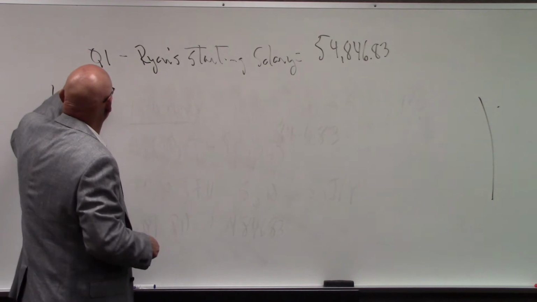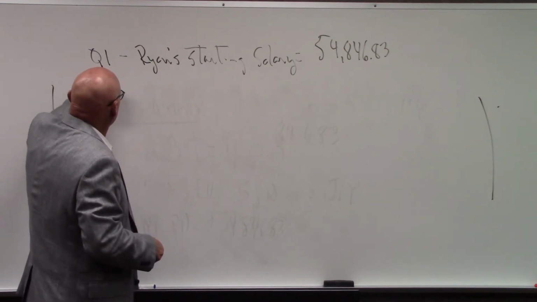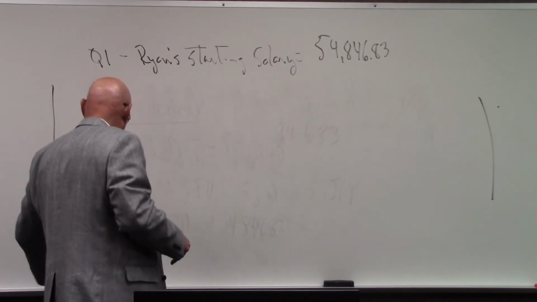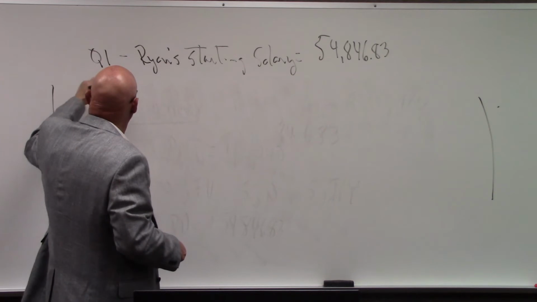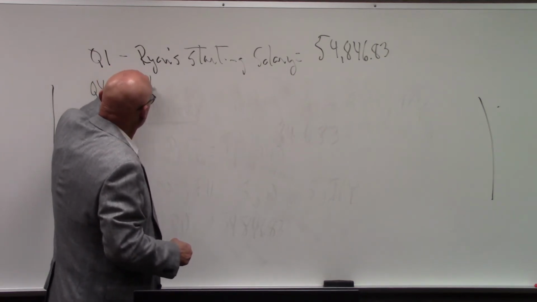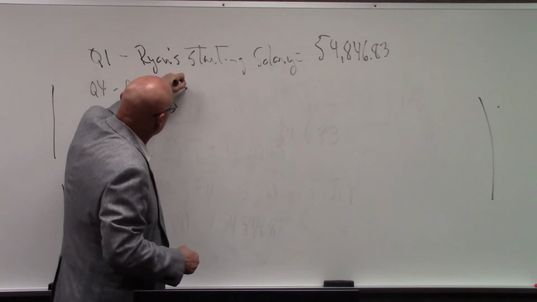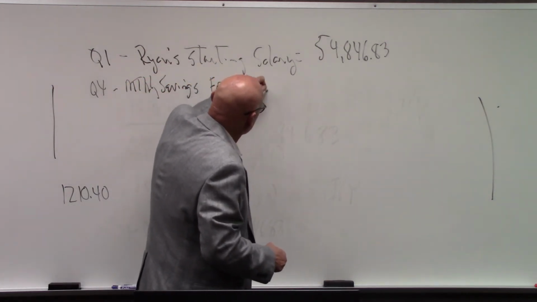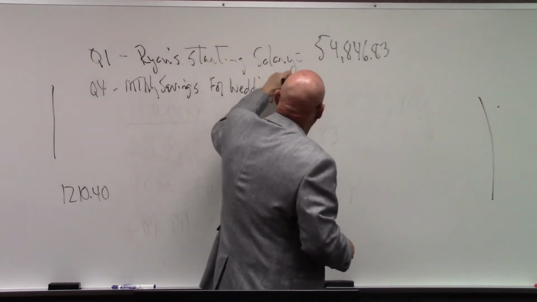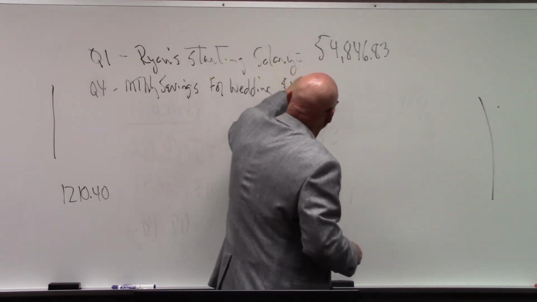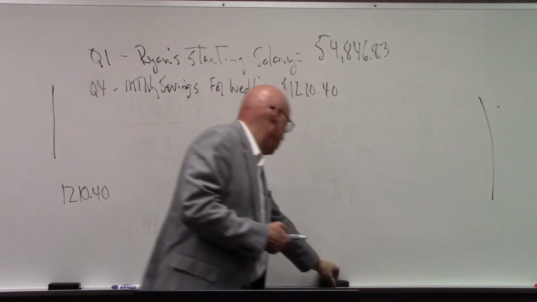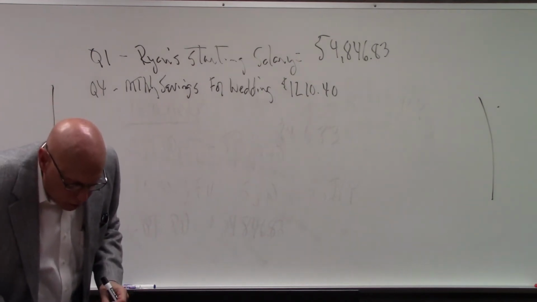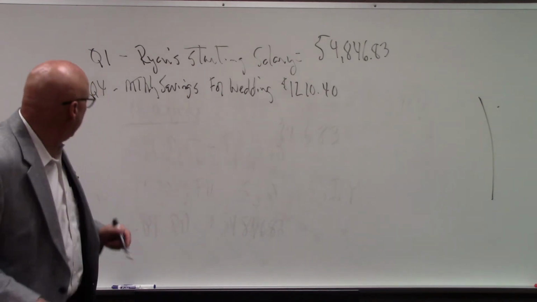All right, so question 2. Actually, it's question 4. Question 4, monthly savings for wedding: $1,210.40. There we go. All right, moving right along to question 5.